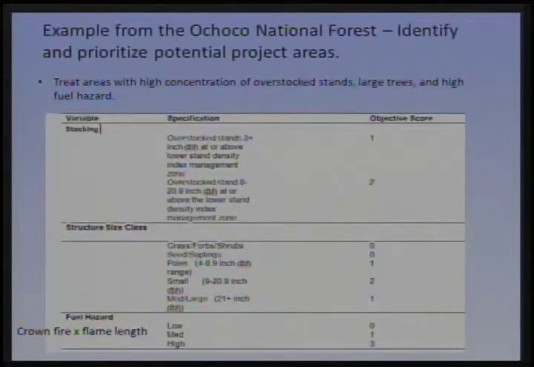This is an example that's in the GTR, and it's for the Ochoco National Forest. They told me they wanted to treat areas with high concentration of overstocked stands, large trees and high fuel hazard. Of course, they can't cut anything over 21 inches, but they did need to generate some revenue from their projects. And so they gave me a scoring system for every stand based on stocking, structure size class, and fuel hazard. Just 1 and 2 for this, 1 and 2 for this, and 1 and 3. And these scoring systems are quite frequently used on national forests. I mean, you probably all have done this or seen one of these before. And they said, find the optimal project areas based on that.